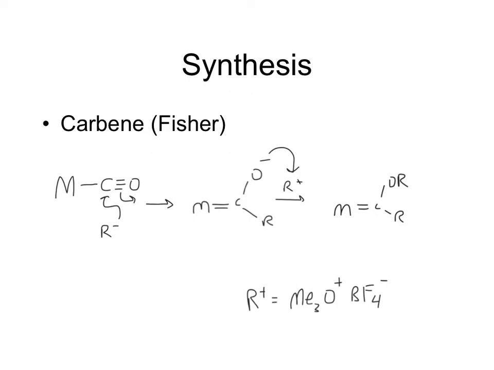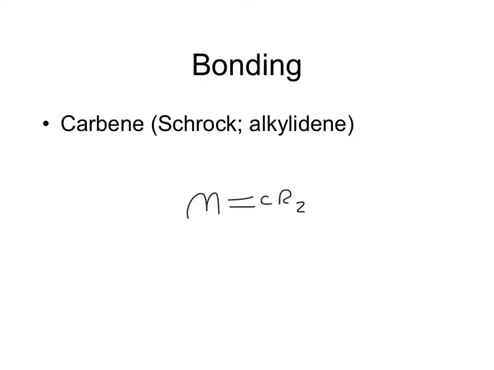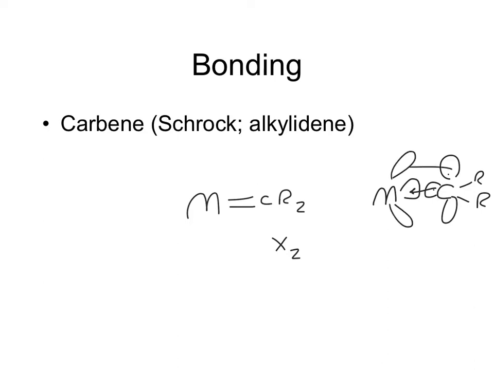Schrock carbenes are also known as alkylidynes to distinguish them from Fischer carbenes. Alkylidynes, as the name implies, are really like alkyls. These ligands are X2 in character, not L. So one of the bonds comes from a carbon electron donating into a metal d orbital, and the other comes from the second carbon electron in a p-type orbital donating into a metal d orbital.